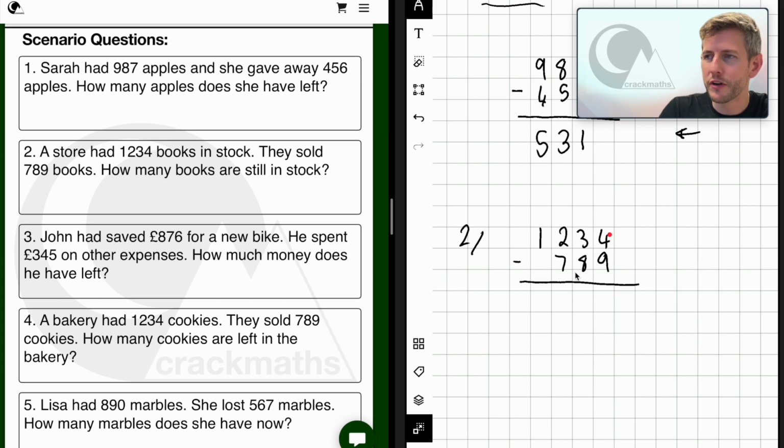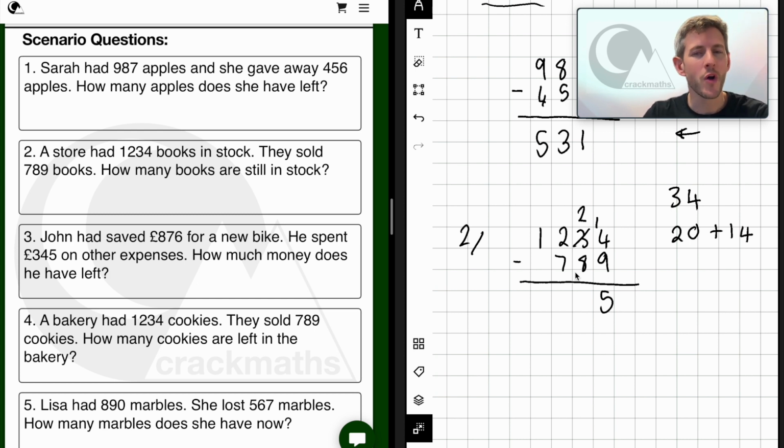Firstly, we're looking at 4 take away 9. Now remember, 4 take away 9 can't be done, so we need to look at these two numbers together as a 34. If we think about 34, we can think of 34 as 20 plus 14. So we could change this to a 2 and this to a 1. Now we've got 14 take away 9. 14 take away 9 gives us 5. And there we go.